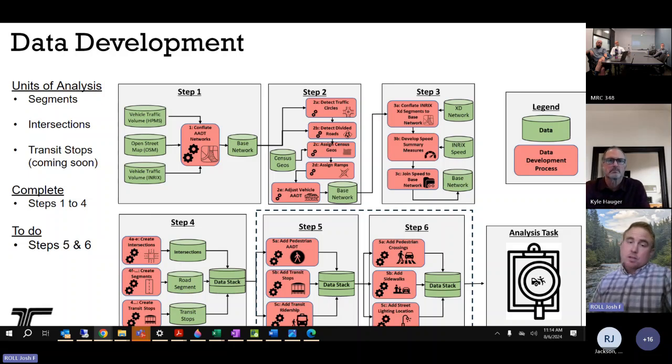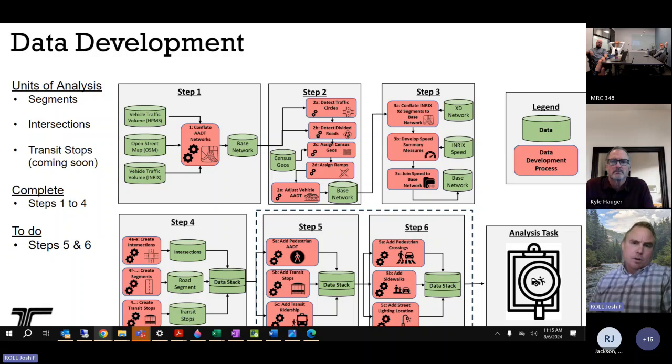Then we put the speed measures on, again from INRIX, onto those data, and then build out an intersection inventory and road segment inventory with other variables about number of lanes, speed limits, medians, and other important measures that we'd want to include in our safety analysis. So we're just now getting into the data development stages 5 and 6 here in this chart, where we're adding information about transit, sidewalks, and pedestrian crossings, because we don't have that yet.